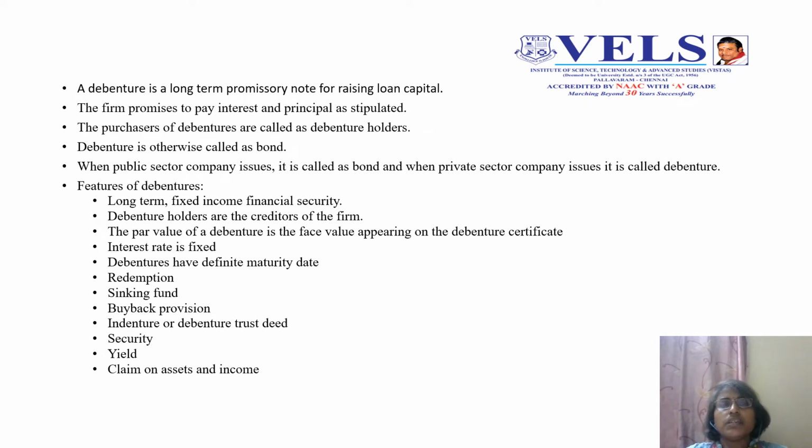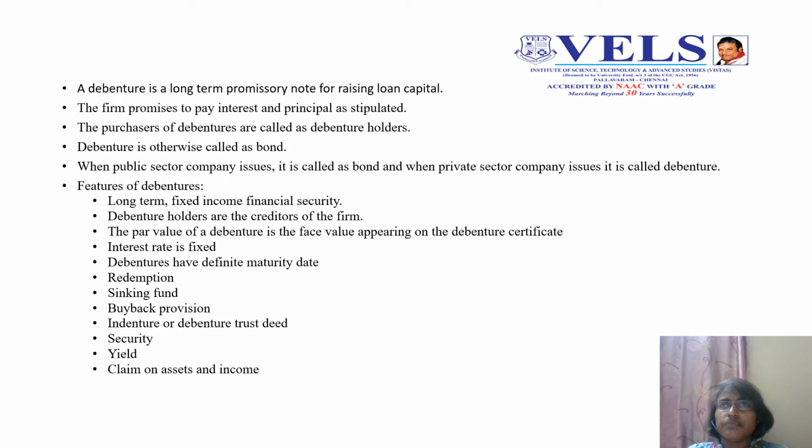A debenture is a long-term promissory note for raising loan capital. So what is the difference between equity share, preference share and debenture? When we purchase equity shares of a company as an investor, we get a variable dividend. This year you may get a 10% dividend, next year 20% or even 100%, even 1000% dividend, or 0%. The return we get is a dividend and it is variable, not constant.